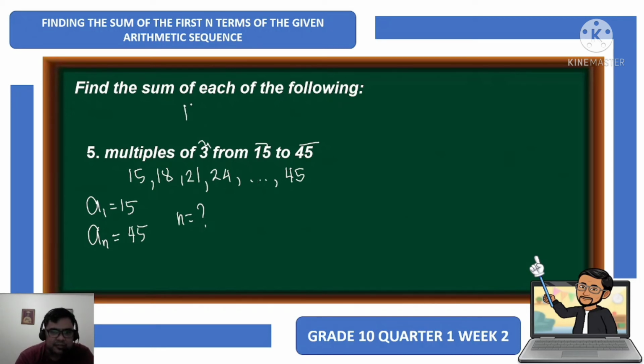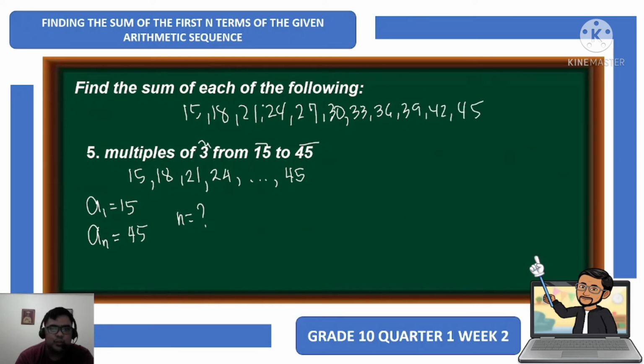Okay, bilangin natin. So, 15, 18, 21, 24, 27, 30, 33, 36, 39, 42, and 45. So, how many terms are there? So, 1, 2, 3, 4, 5, 6, 7, 8, 9, 10, 11. Bakit naging 11? Because pag minus natin kasi yung 5, ibig sabihin, hindi natin nasama sa pagbilang si 15. So, we need to add 1 pa, kaya 11.